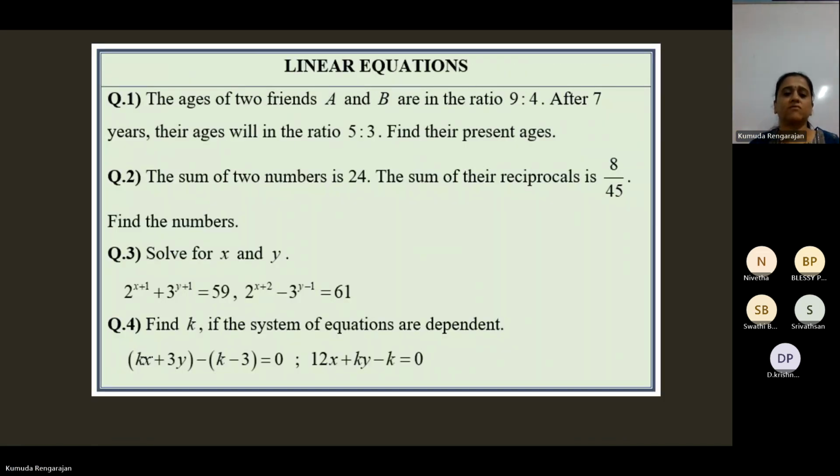Find K if the system of equations are dependent. Pratish, so dependent equations are consistent or inconsistent? Consistent. Very good. Consistent is right. Why do you say they are consistent? What are consistent equations?